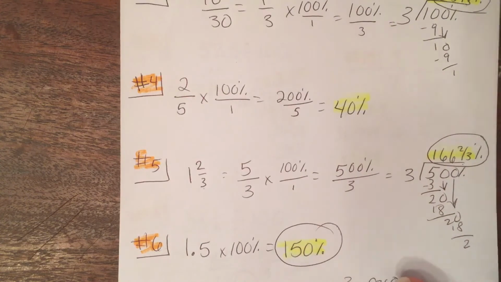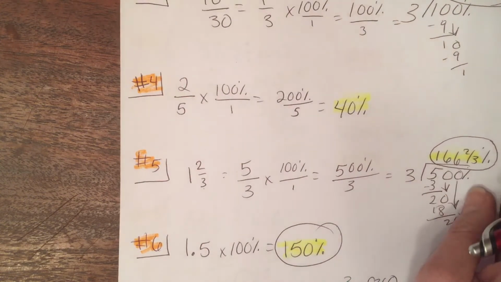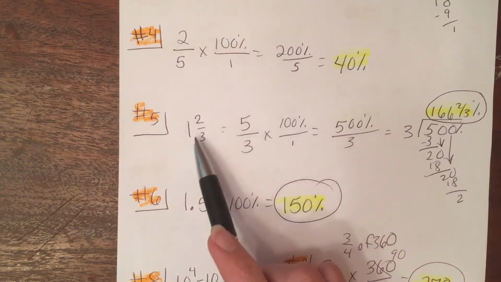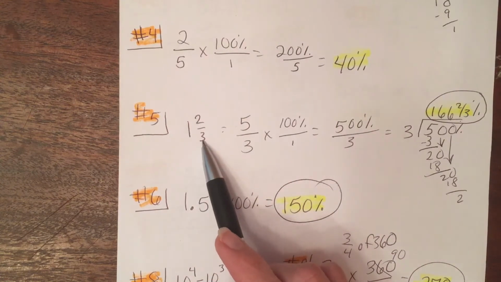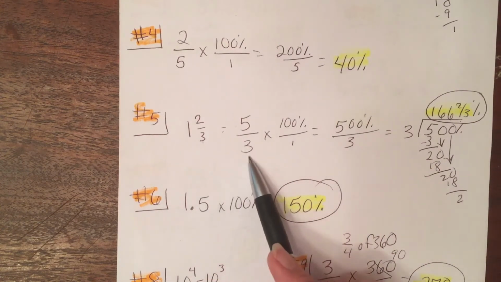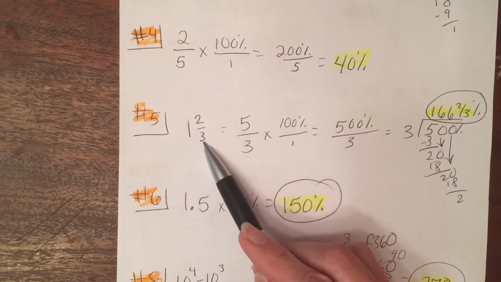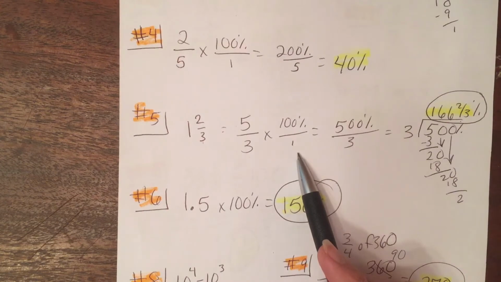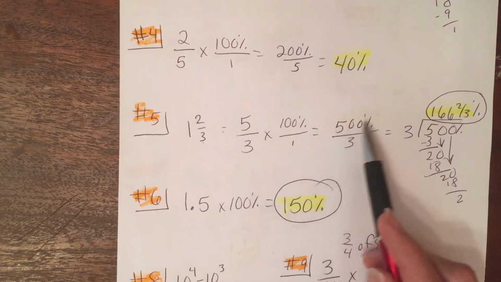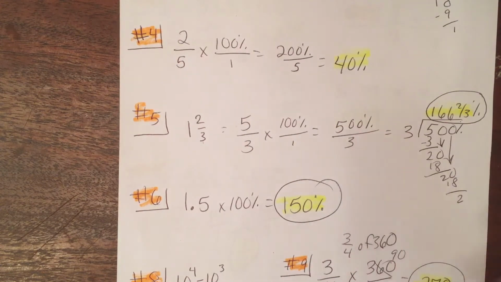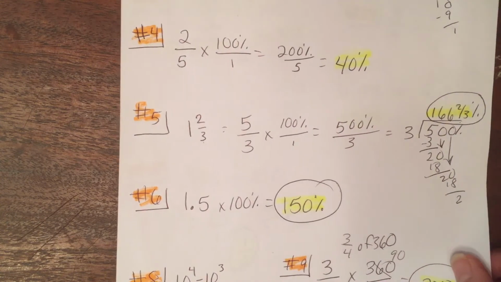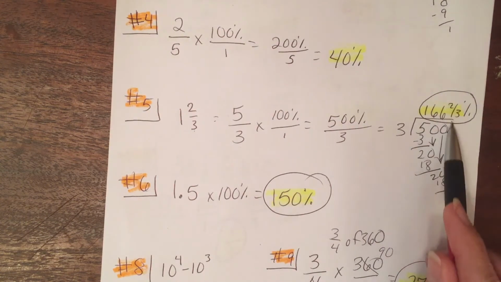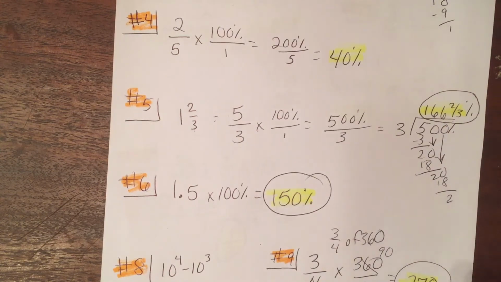Next, number 5. Change 1 2/3 to a percent by multiplying it by 100%. 1 2/3. I don't multiply when I have mixed numbers, so I made it improper. 1 times 3 is 3, plus 2 is 5 over 3 times 100% over 1. Multiply across the top, I get 500% over 3. When I divide 500% by 3, I get 166 and 2/3%.